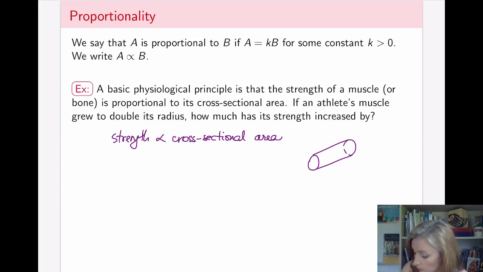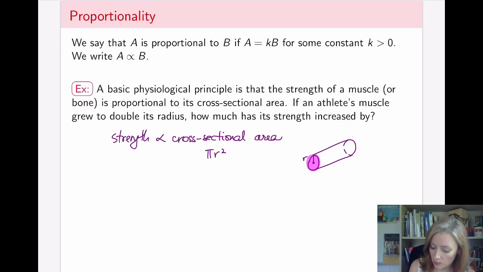Now, the radius here, of course, is then this little guy, and the cross-sectional area is going to be a circle. Now, the good thing about that is if we already know the shape, then we should be able to write down the actual formula for the cross-sectional area. In our case, it's a circle, and the area of a circle is pi r squared. Okay, so then the next thing we know is that the muscle has grown to double its radius, and what we're wondering is how did that affect the strength?